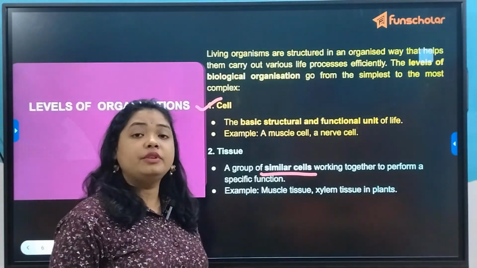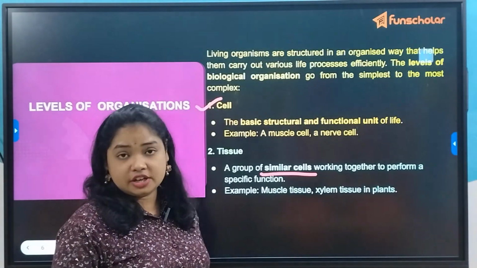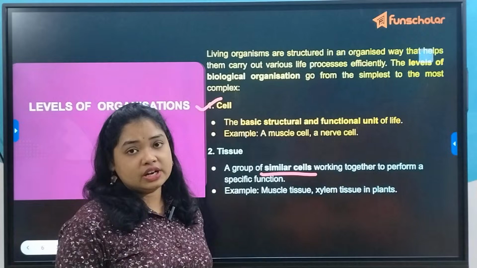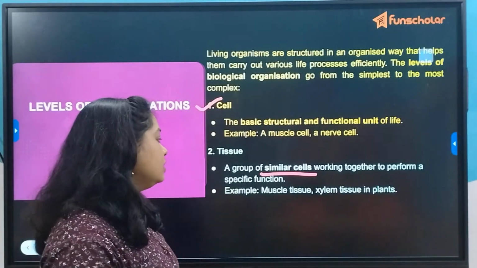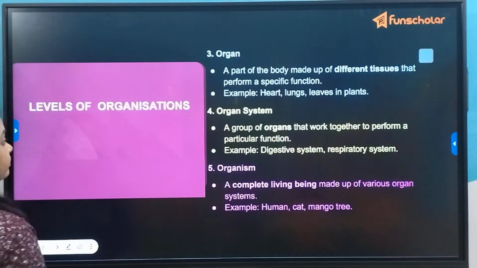So they are made up of different types of cells. Then also there are simple permanent tissues: sclerenchyma, collenchyma, parenchyma. So these are the different types of tissues in case of plants.